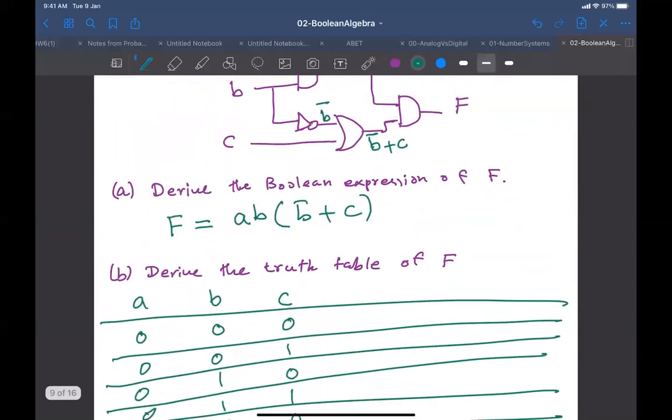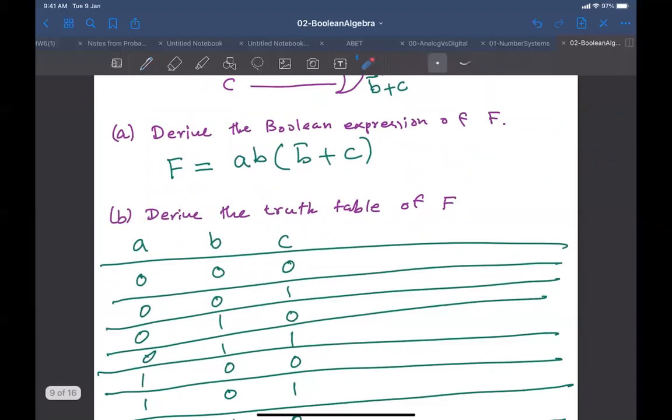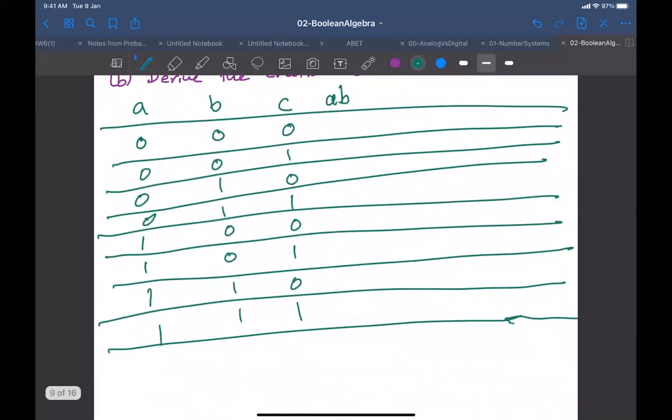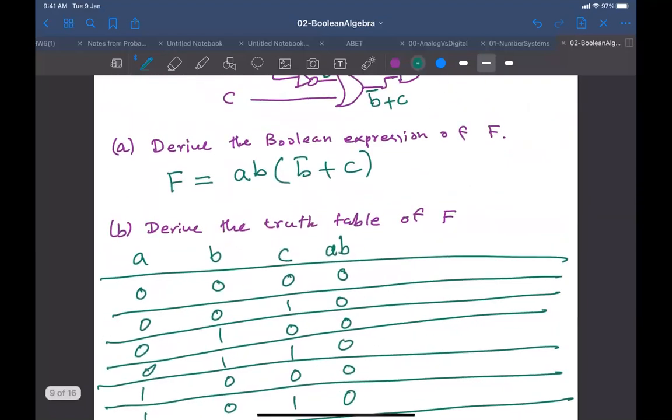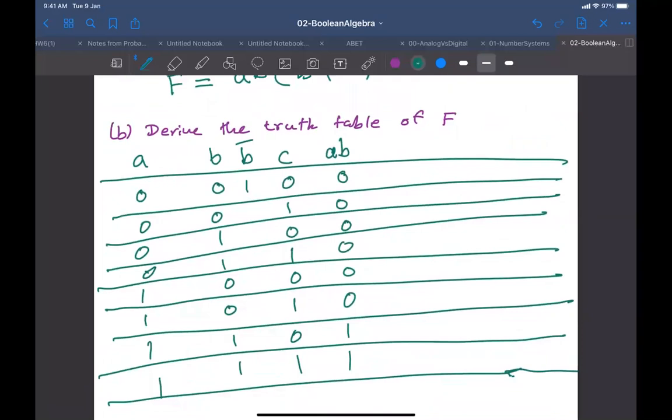Now what do we need to calculate? We need to calculate A ANDed with B. So what is this? It's going to be 0, 0, 0, 0, because the A is 0 in all these cases, and then the B is 0 here, and the B is 0 here. It's 1, 1 here. Next, we need to calculate B complement, which is going to be 1, 1, 0, 0, 1, 1, 0, 0.